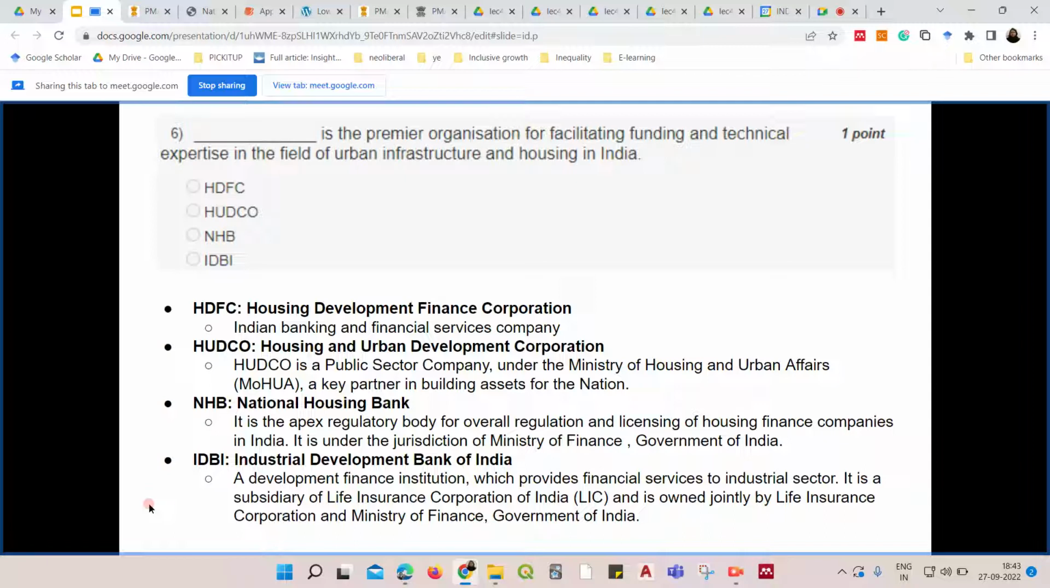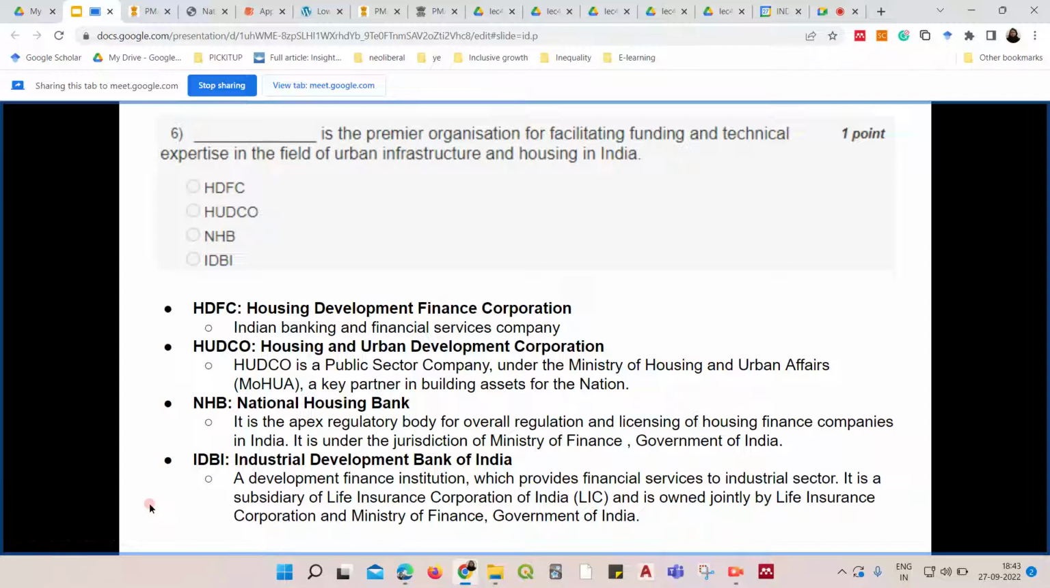Next is IDBI. IDBI is Industrial Development Bank of India, and it is again a development finance institution. It provides various financial services to the industrial sector. So specifically to the industrial sector, not housing, not any other sector. It is a subsidiary of LIC, which is Life Insurance Corporation of India, and it's owned jointly by the LIC and Ministry of Finance. So these are the various organizations which we are talking about in this question.